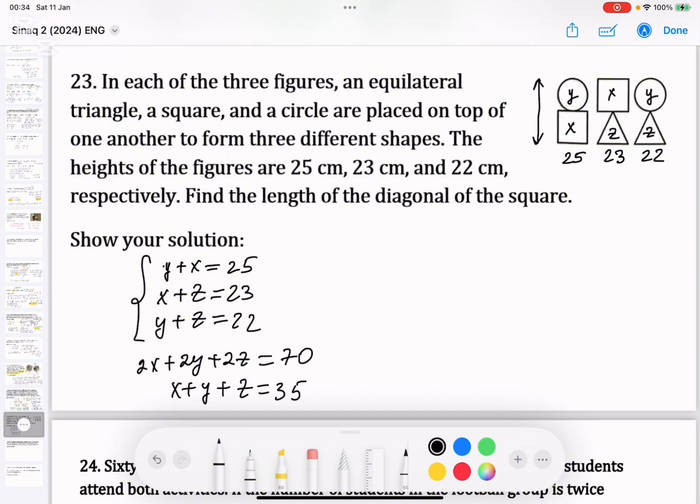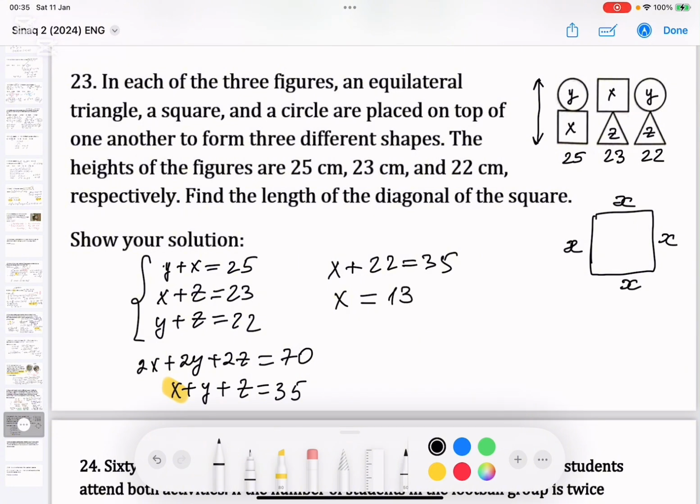Since we need to find the length of the diagonal of the square, it would be better first to find the length of the side of the square. All right, so we basically have to find x first. Well, to find x, you have to know the value of the sum y plus z, and it's already given in the third equation. So x plus 22 equals 35, hence x would be equal to 13.